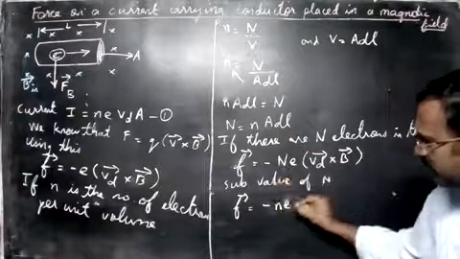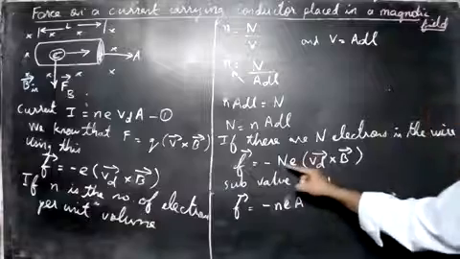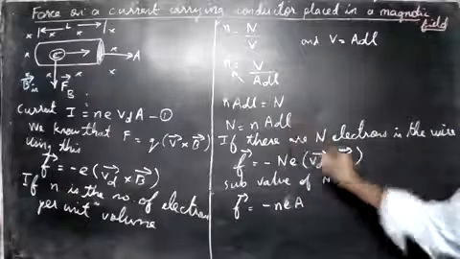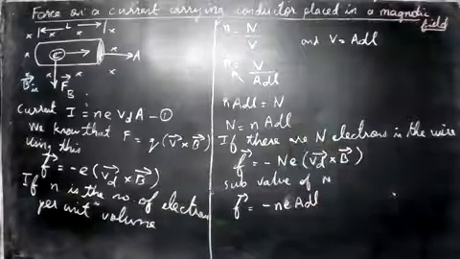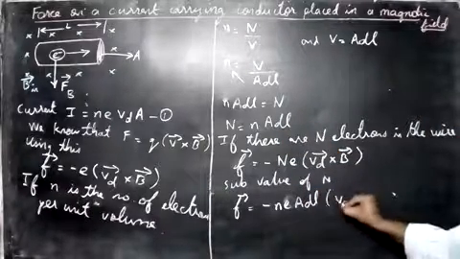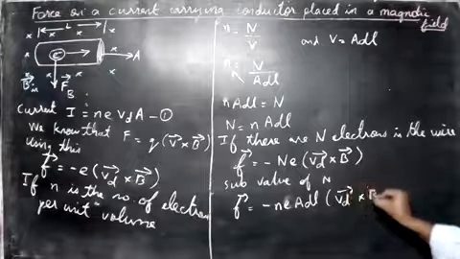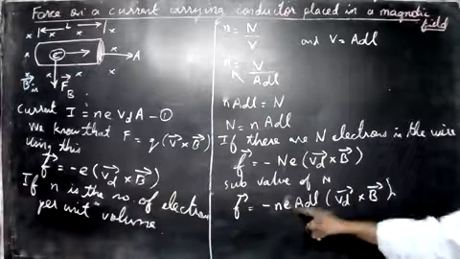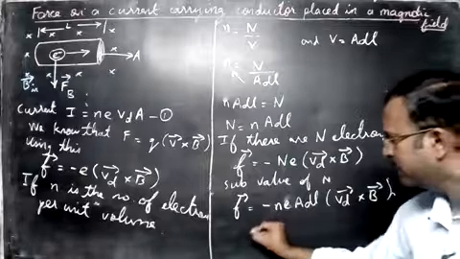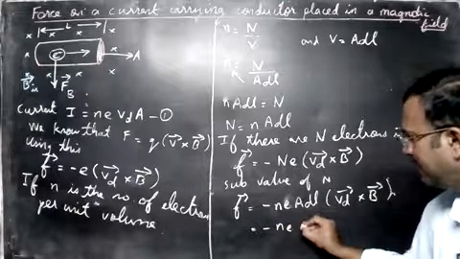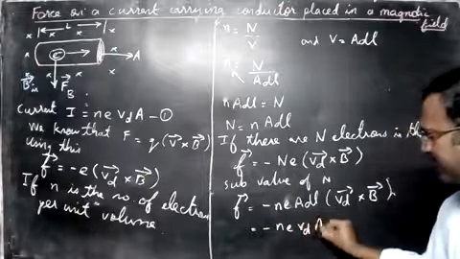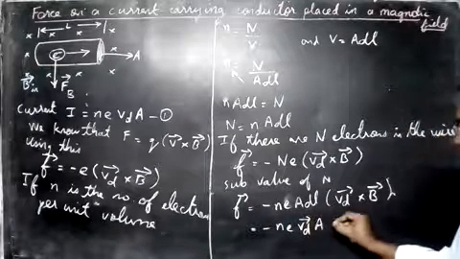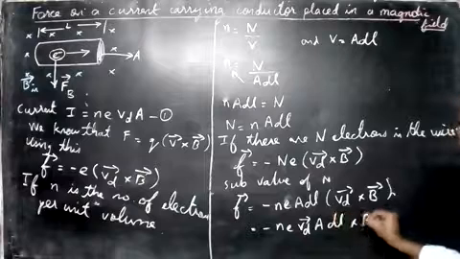Okay, n e A dl. Okay, so it's not that. Then into v_d cross B vector. Okay, v_d means what? Drift velocity. Okay, now you multiply this inside. So what you get is minus n e v_d A dl, into dl cross B vector.